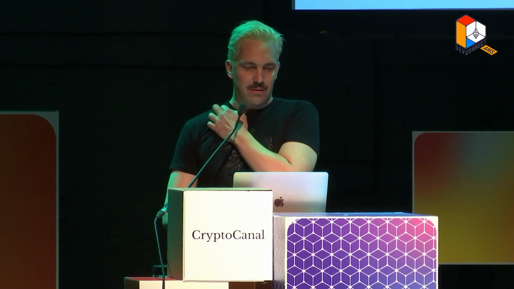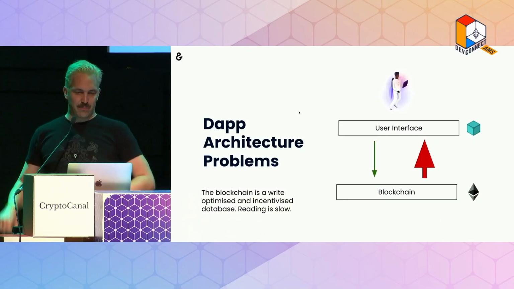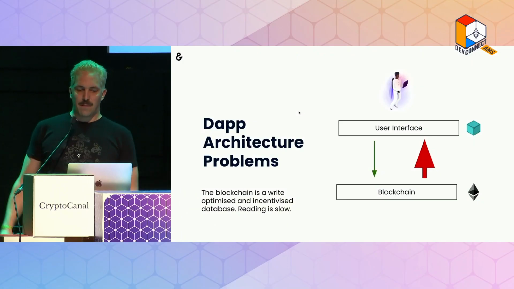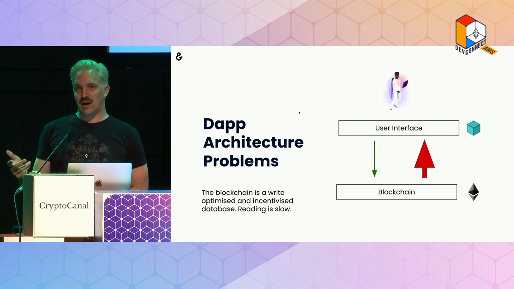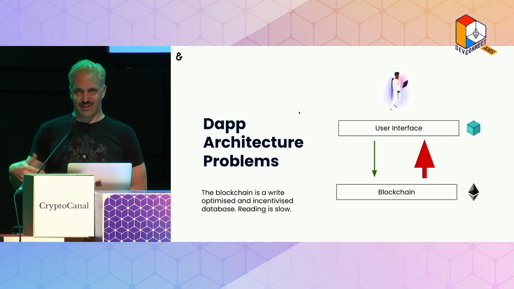But this architecture has a big problem, because the blockchain is optimized and also incentivized for storing data. It's not optimized for loading data. So if you send an NFT around, you always pay a little bit of gas, or actually you pay a lot of gas, so that this happens.